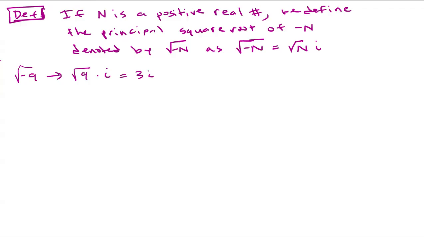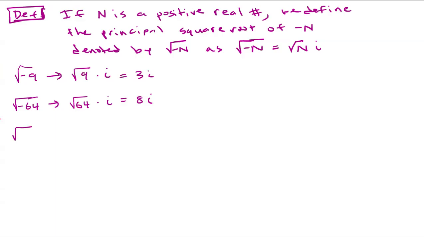So let me do it again. Let's say I have the square root of negative 64. I can rewrite this as the square root of 64 times i, which becomes 8i, because the square root of 64 is 8, times i, which is 8i. Okay? So why don't you try one?